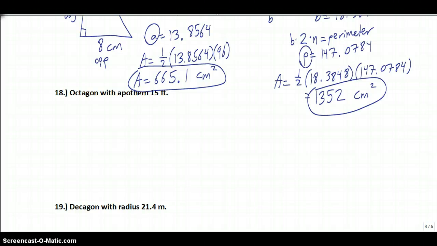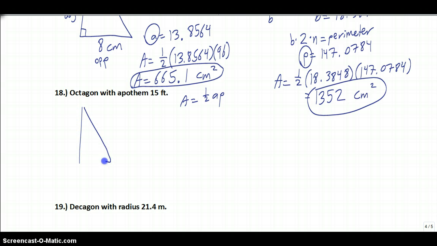Alright, octagon with apothem 15 feet. Okay, apothem's nice. That's part of our area formula, right? Area equals 1/2 the apothem times the perimeter. Well, if the apothem is 15, how can I use that to get the side length?